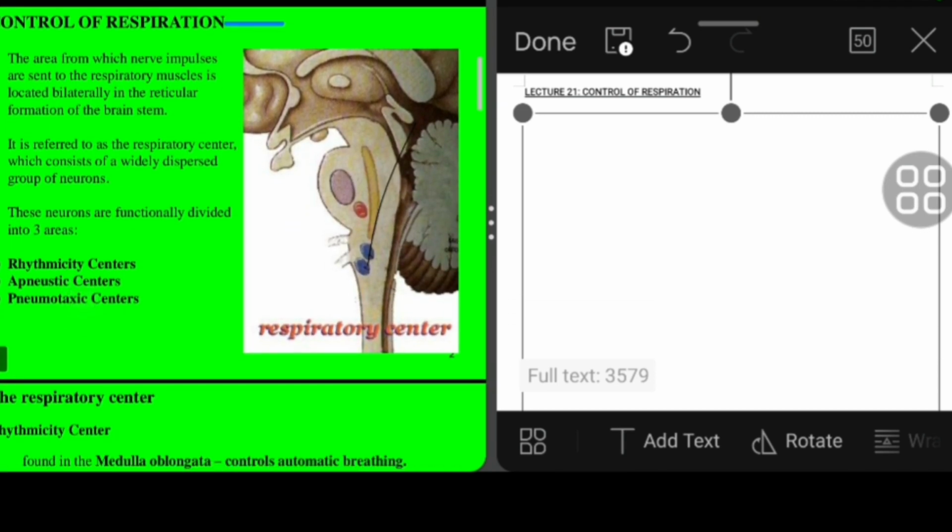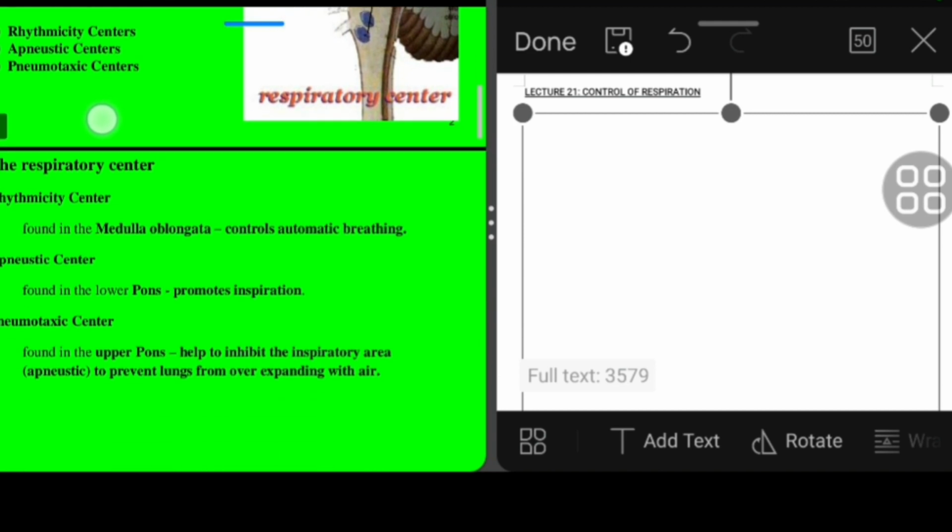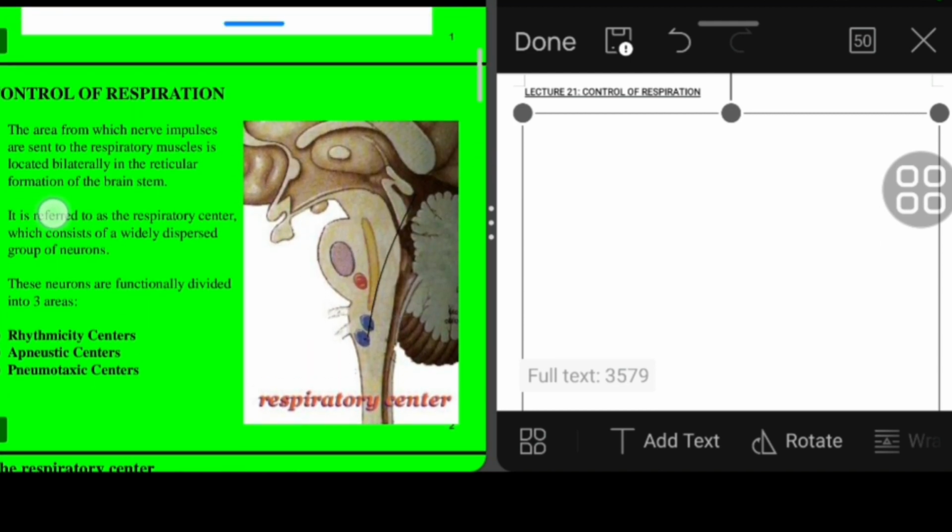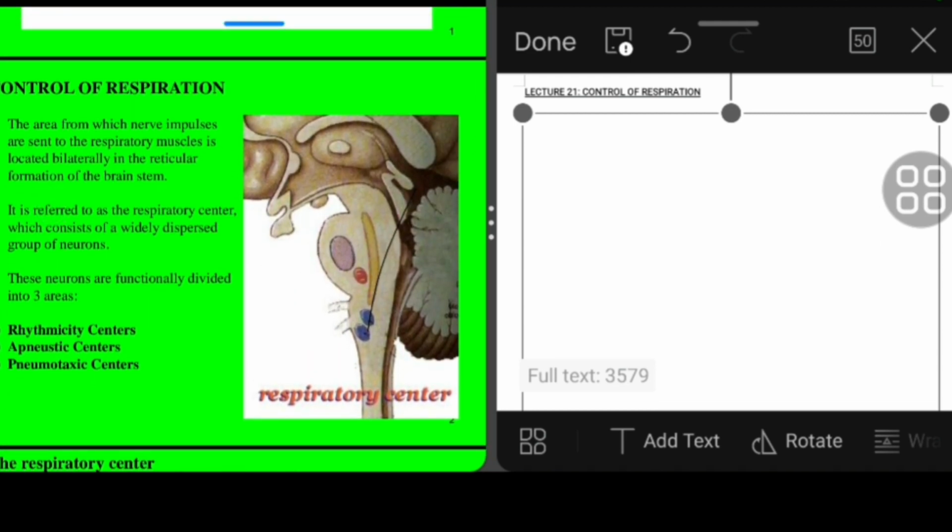So usually what I do is I will look at usually the first and second slide, or slides that have the same information, and try to combine them in creating one answer. So for example, we see the area from which the nerve impulses are sent to the respiratory muscles is located bilaterally in the reticular formation of the brain stem, and it is referred to as the respiratory center, which consists of so and so. So we can first see here that we've got a definition.